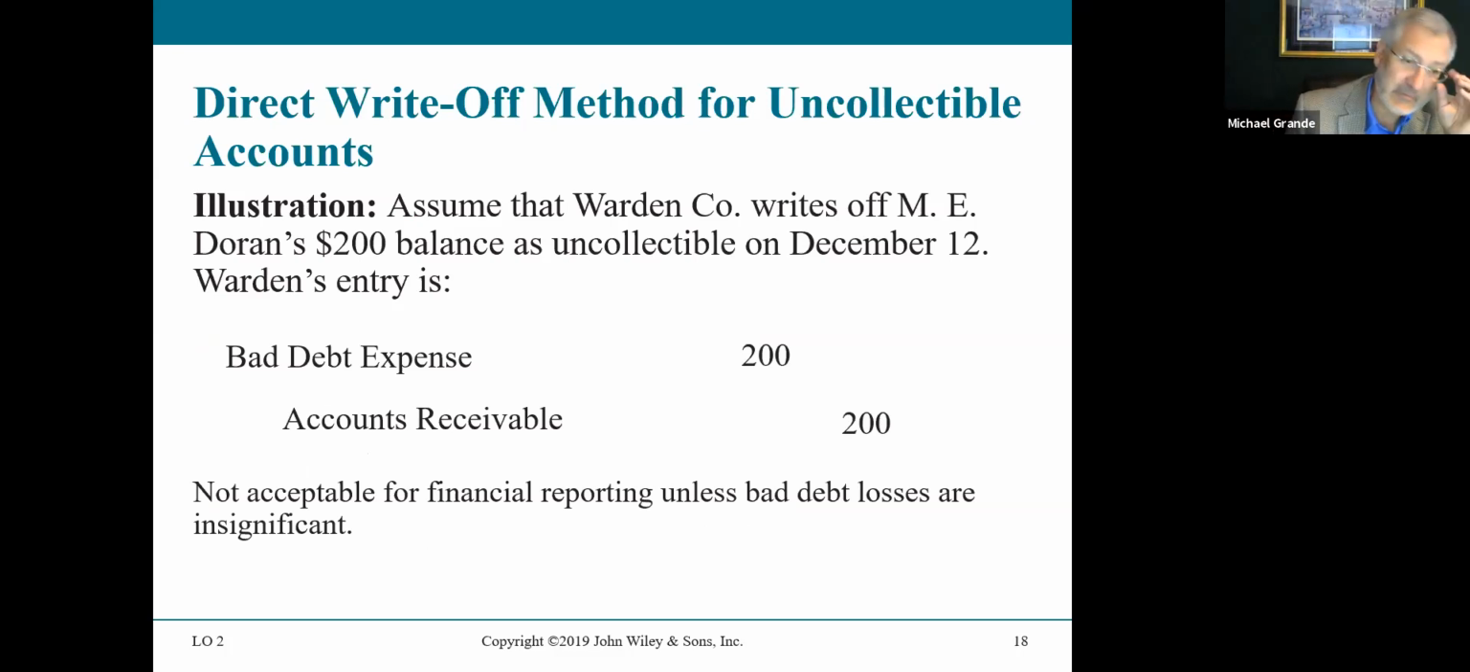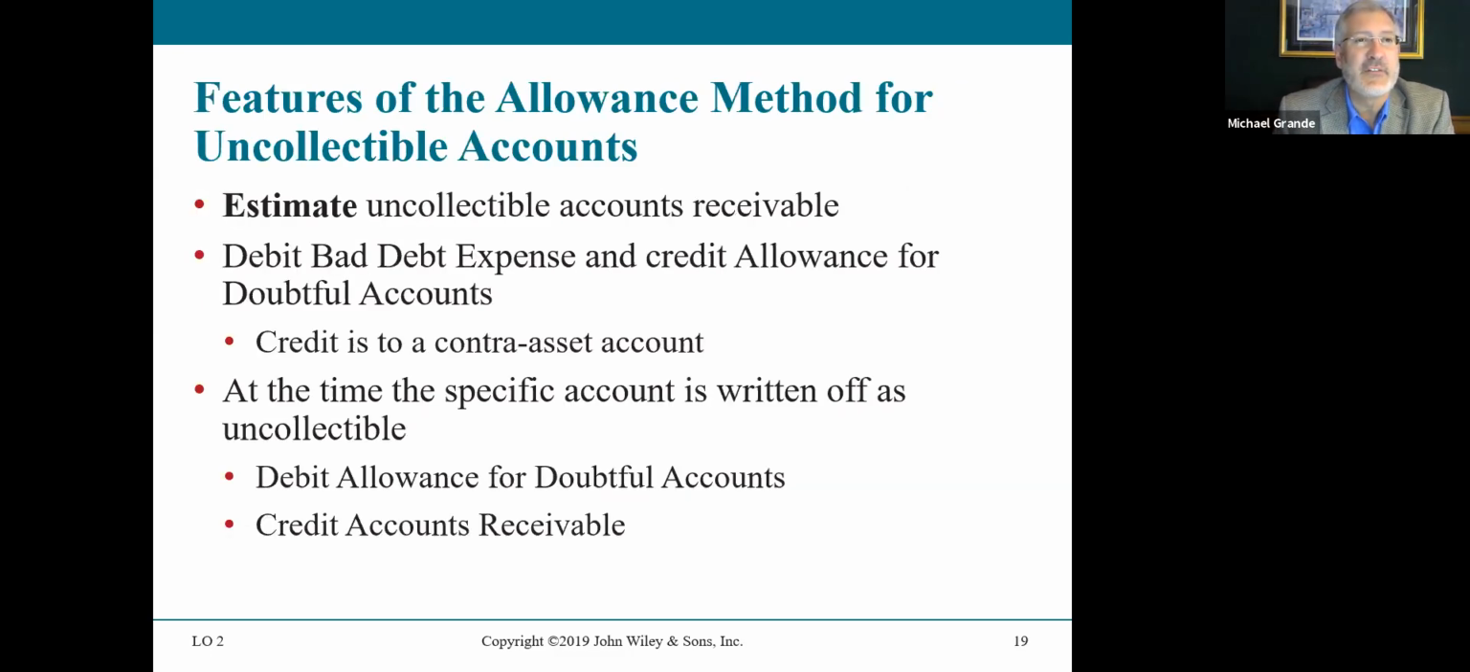But this is not acceptable for financial reporting unless bad debt losses are insignificant. And we already proved that receivables are significant. Chances are bad debts are also significant. Features of the allowance method for uncollectible: estimate uncollectible accounts receivable. This is an estimate.